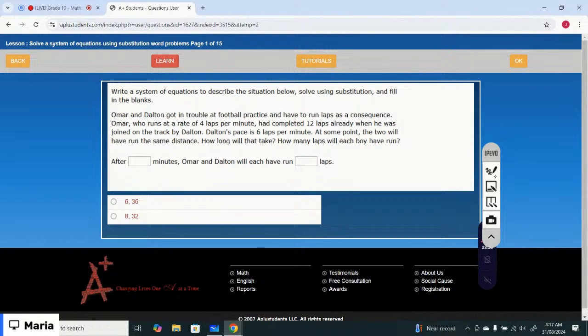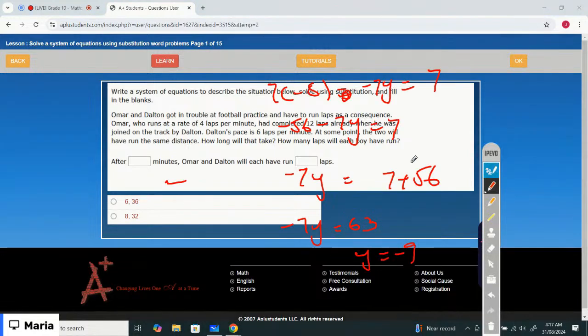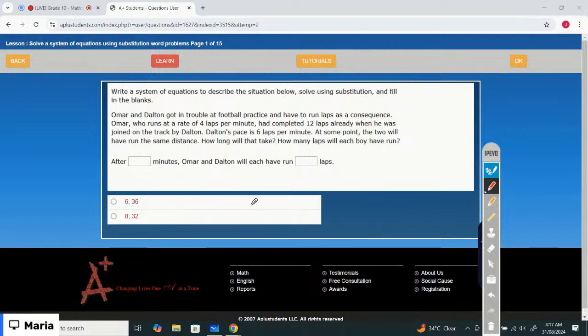So the first equation is you have 4 laps, right? So for example, laps represent x, then that will be y equals 4x plus 12 he already completed. And then the second equation is y equals 6x, right? Now let's just isolate the variables and solve the equations. y equals 6x it is.